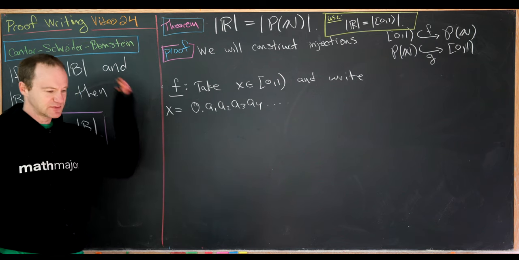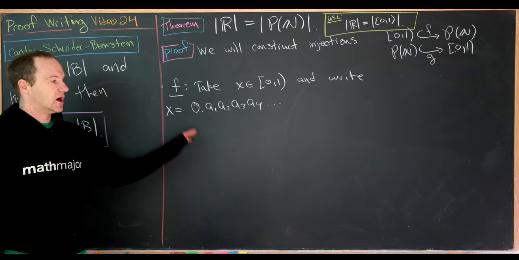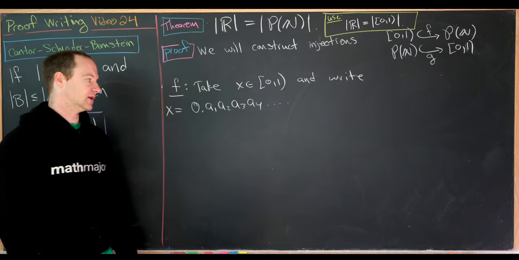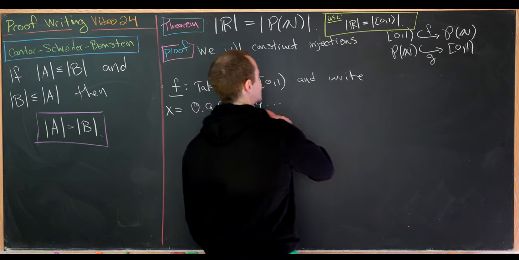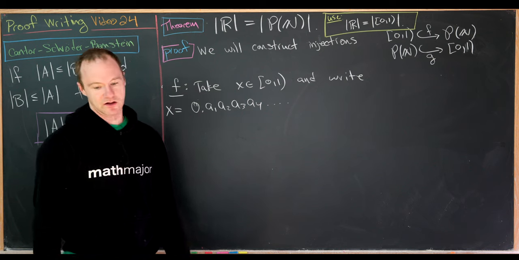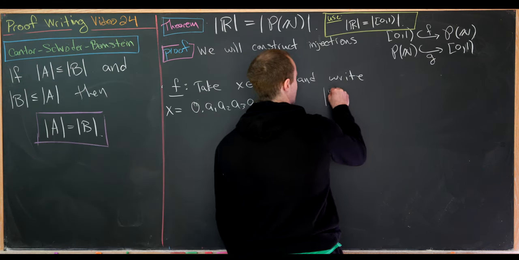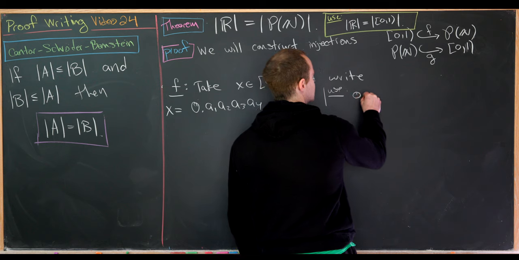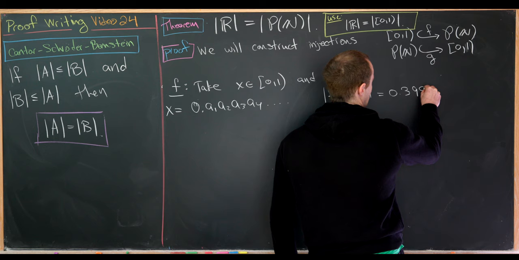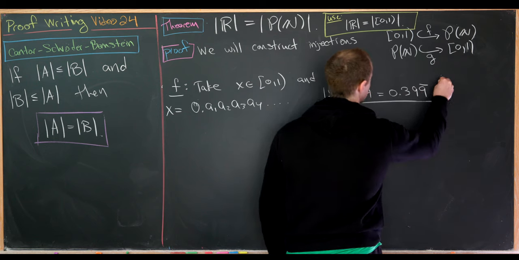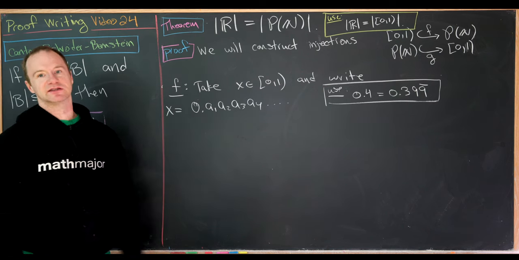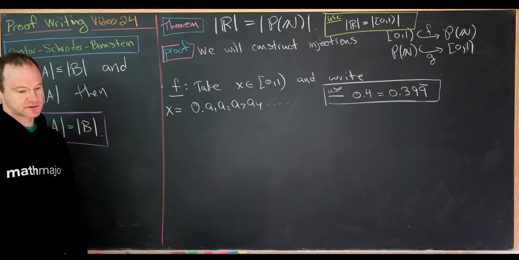And you might say, well, decimal expansion is non-unique. A trailing tail of nines is the same thing as a trailing tail of zeros. But let's just always take a trailing tail of zeros instead of a trailing tail of nines. So I'll point that out here. So we'll use 0.4 instead of 0.399 repeating. Great. So when we have a choice between trailing nines or trailing zeros, we'll take just the trailing zeros.